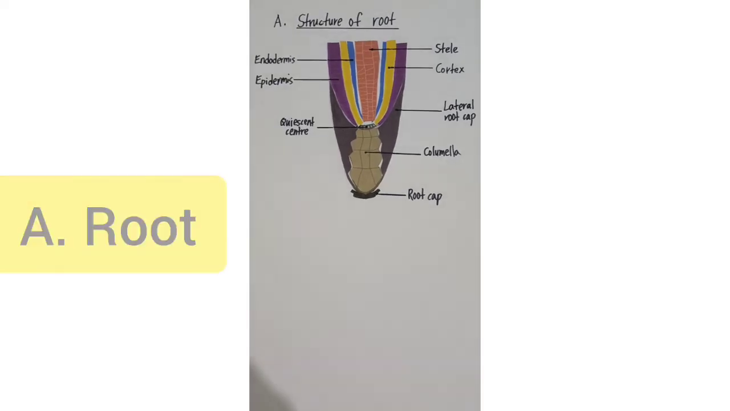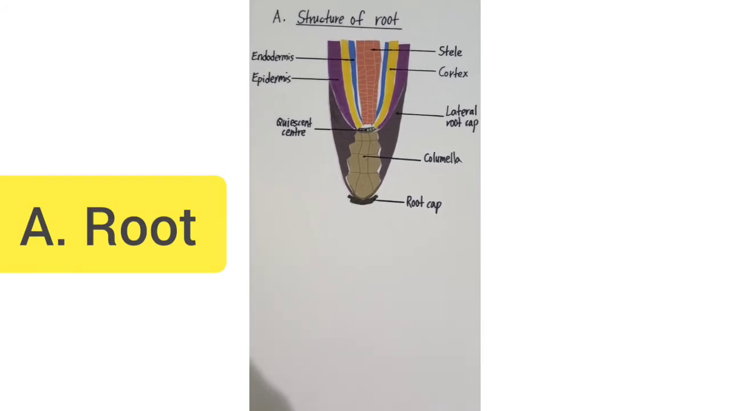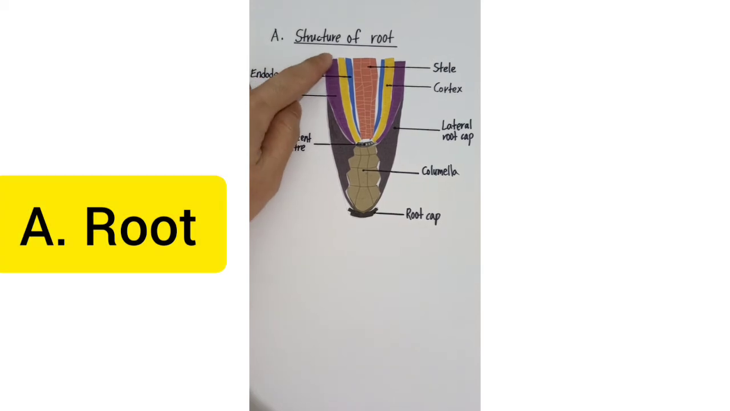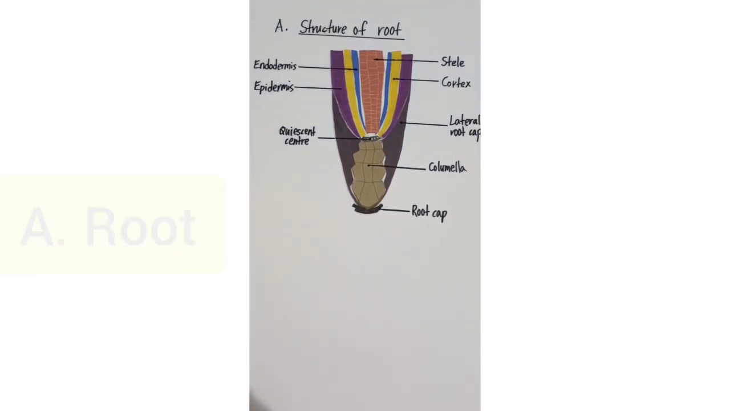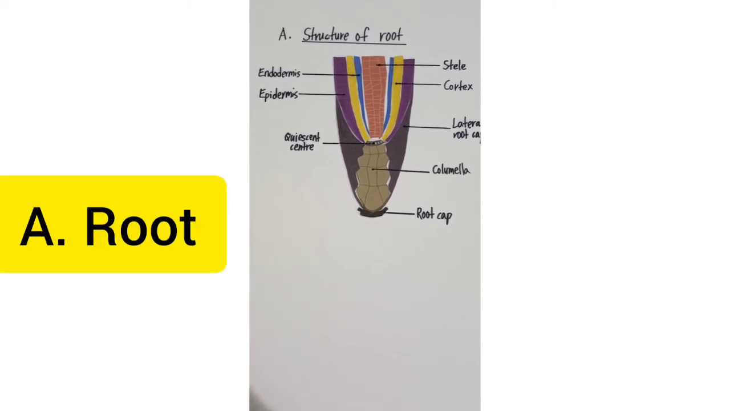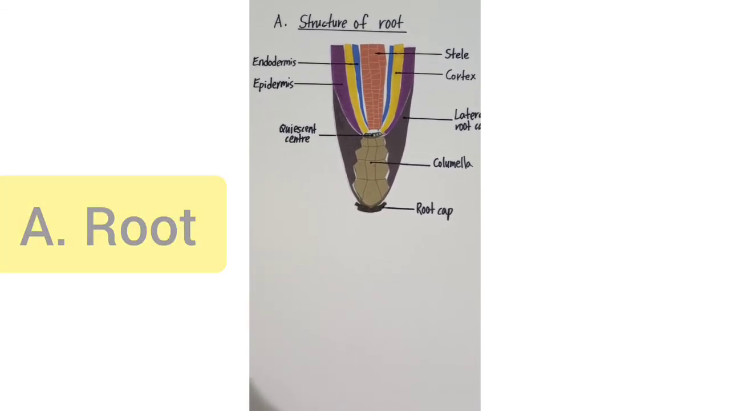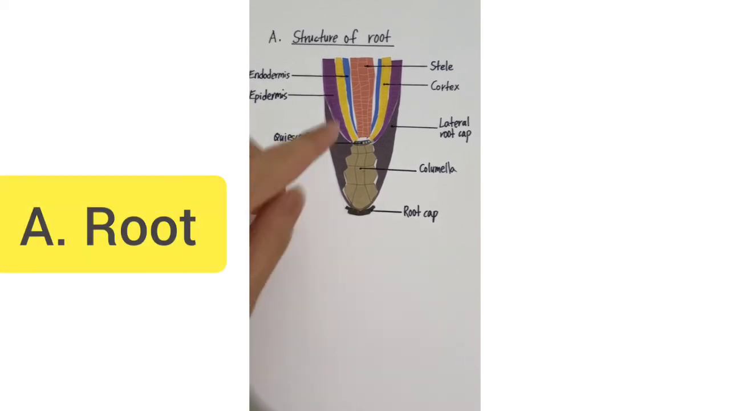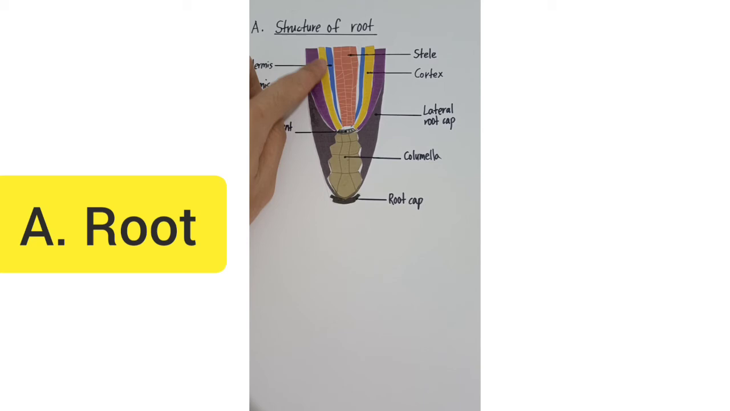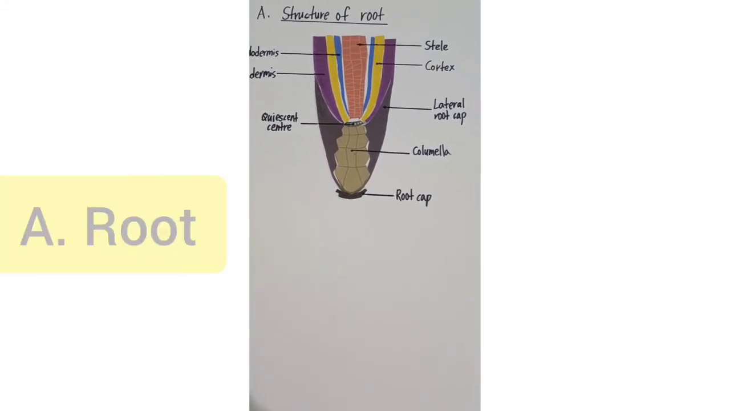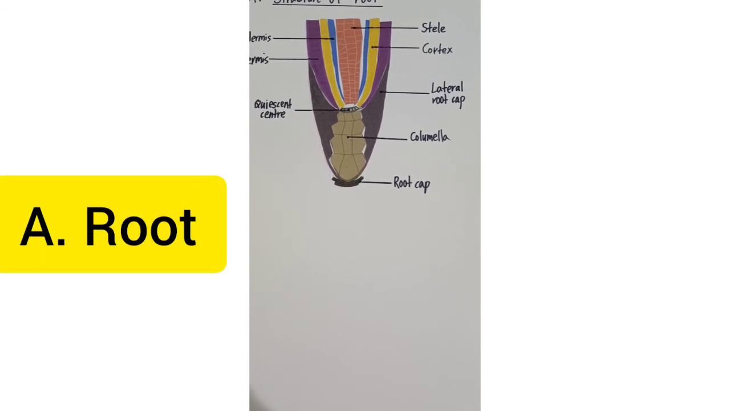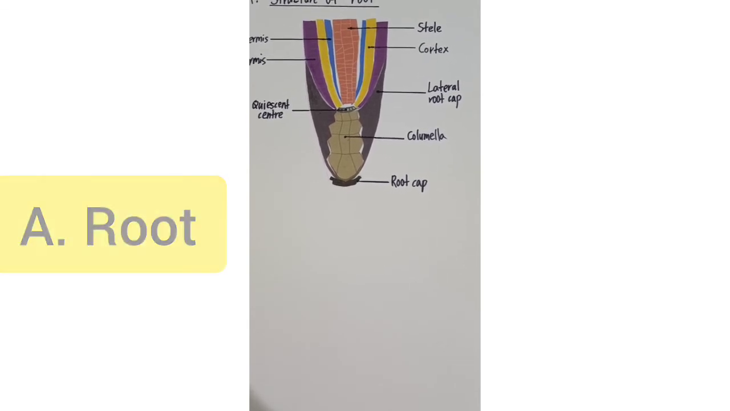So let us learn about the structure of root. First thing first, this is epidermis, which is represented by purple color. The function of the epidermis is to protect the root against mechanical injury, water loss, and infection in plants. Moving on to cortex, which is represented by the yellow color stripes here. The function of the cortex is to transport materials into the central cylinder of the root through diffusion, and it may also be used for food storage in the form of starch.